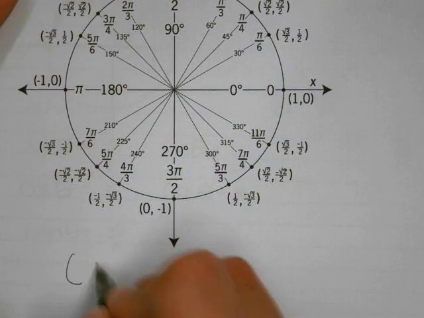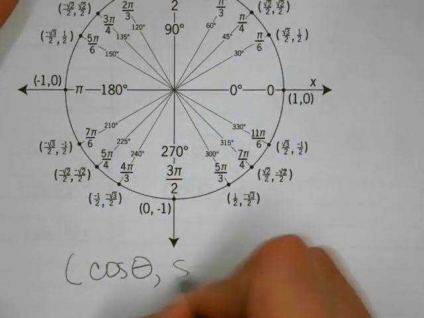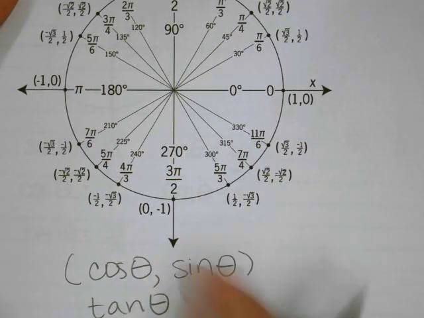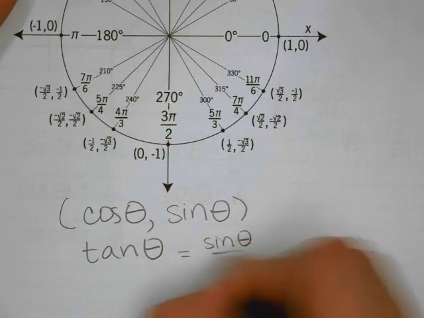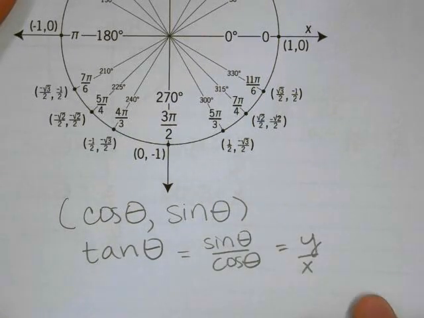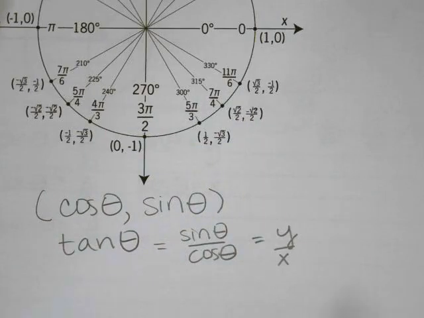Whenever I have a unit circle, I always write this down: cos is the x-coordinate and sine is the y-coordinate, and then I remind myself that tan is the same thing as sine divided by cos, which is the same as y divided by x. The reason I do that is because these little shortcuts are beneficial for remembering how to evaluate trig functions. And when I evaluate a trig function, basically what I'm saying is, at that angle, what's the ratio?